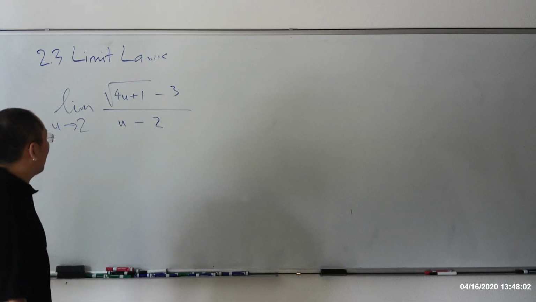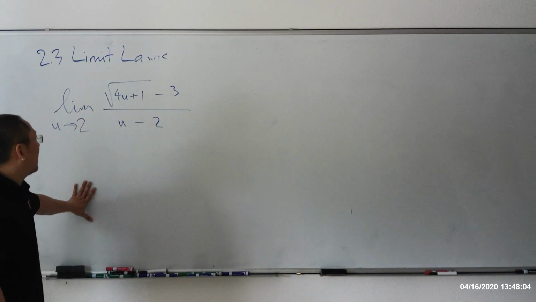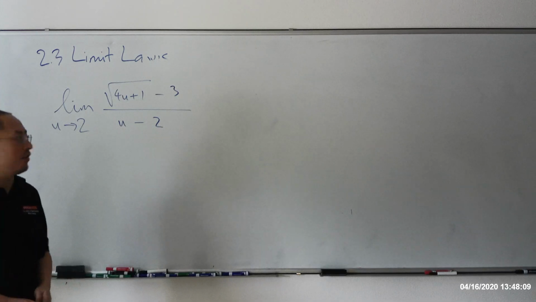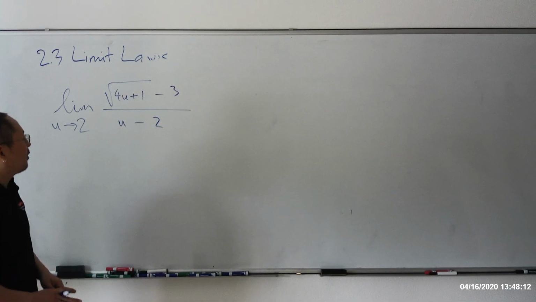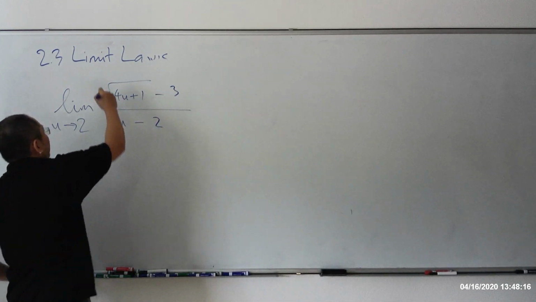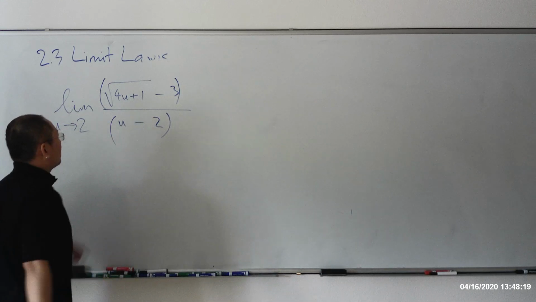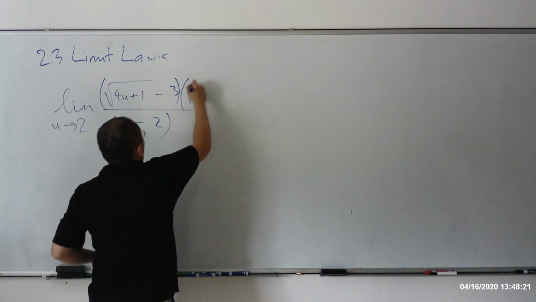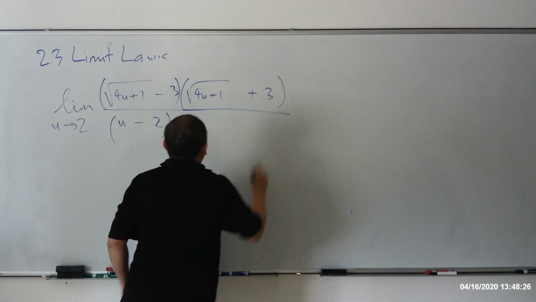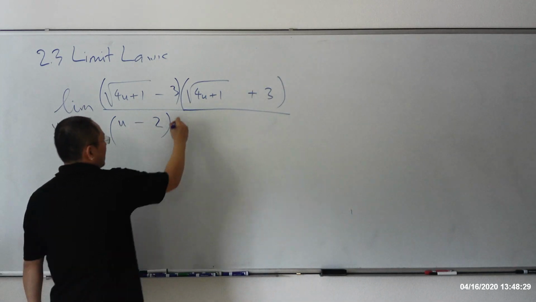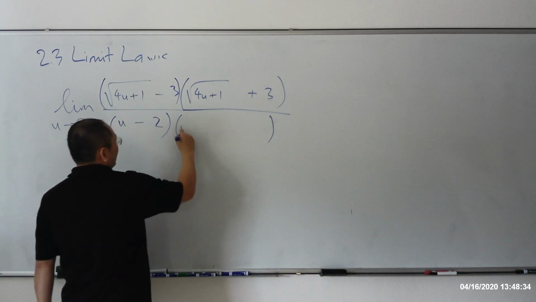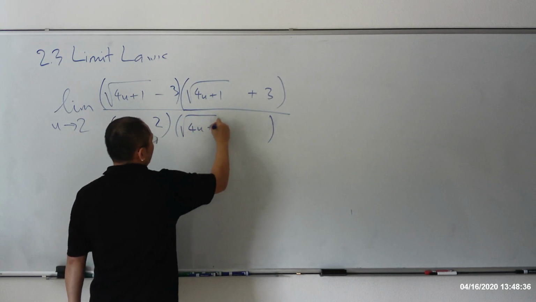So I try to simplify. Can I factor anything out? I don't think so. But I see the radical right here and then minus a number. That brings back a very typical method that I'll just introduce to you. I'm going to multiply both numerator and denominator by the conjugate of the numerator. So the conjugate of this is square root of 4u plus 1 and then plus 3. And of course, to keep the fraction the same, whenever I multiply something on the top, meaning the numerator, I've got to multiply the exact same amount to the denominator: square root of 4u plus 1 plus 3.